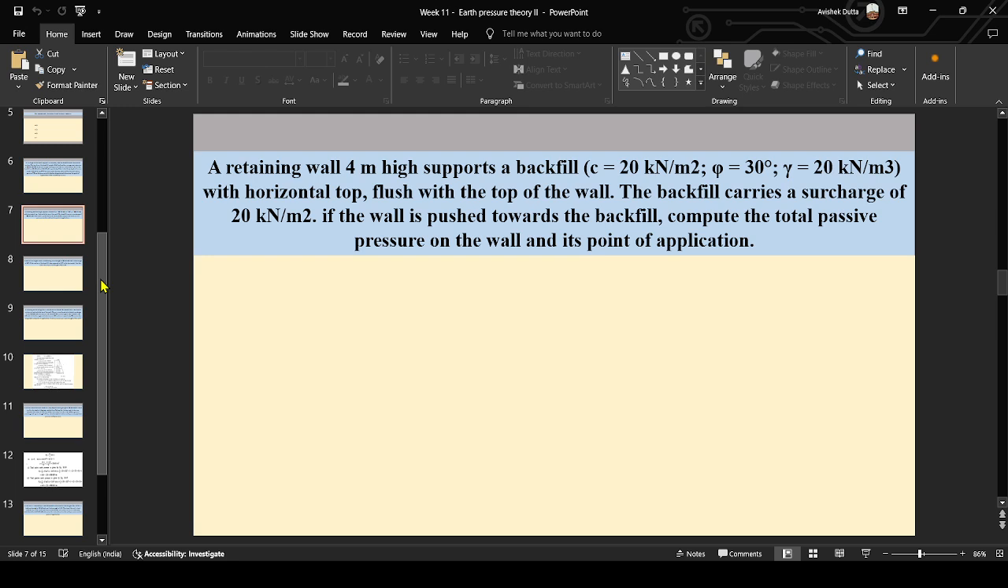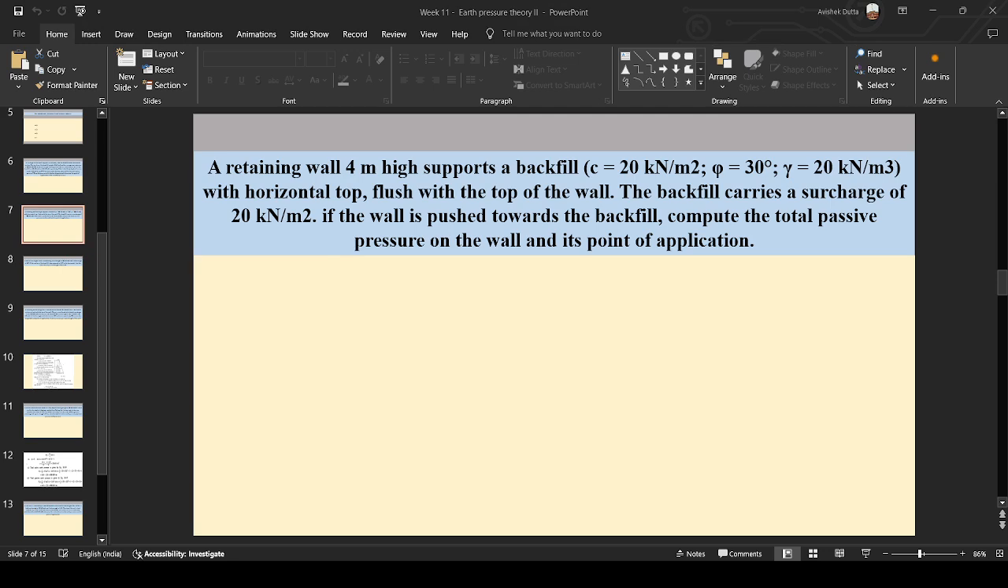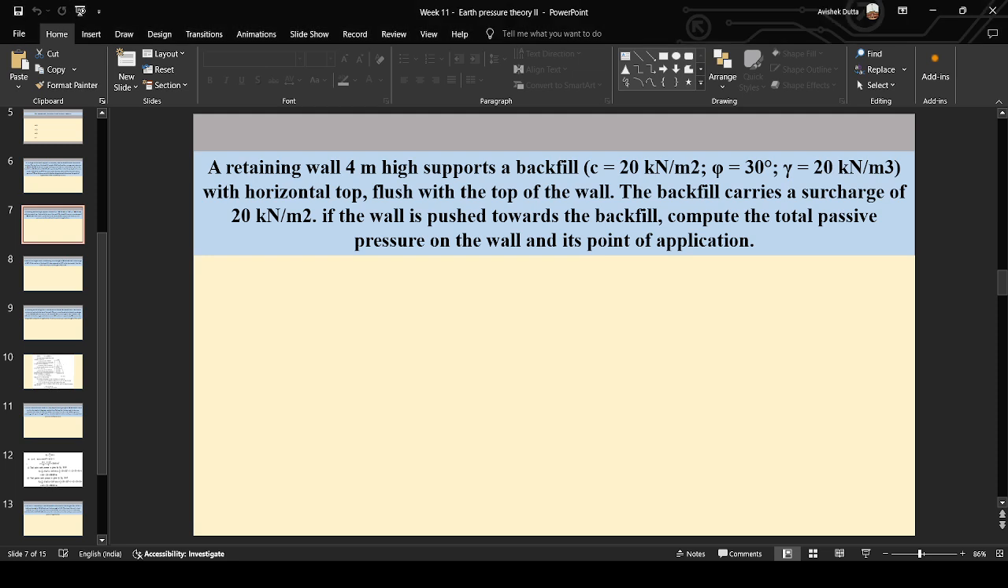So depending upon the movement of the backfill, you have to find out the type of pressure. Those who have joined, please write down the question from the current one.